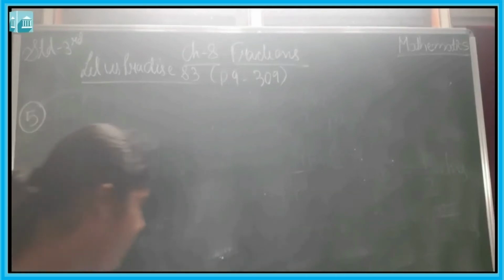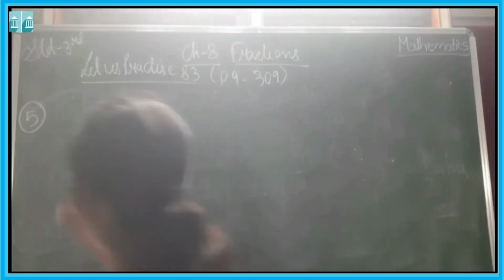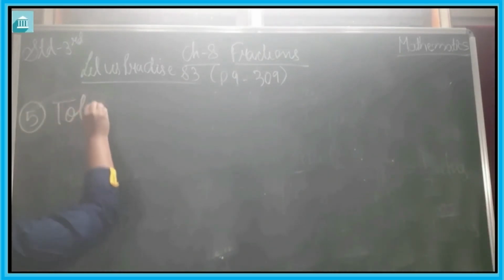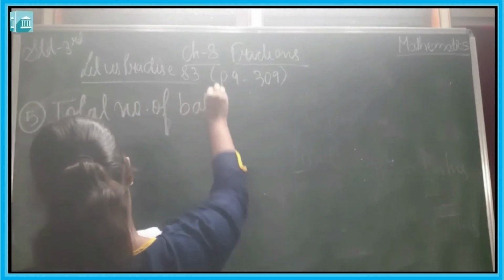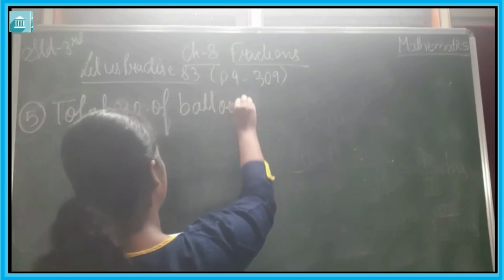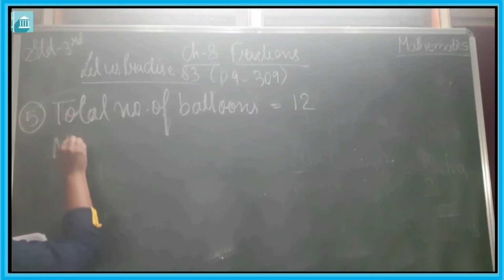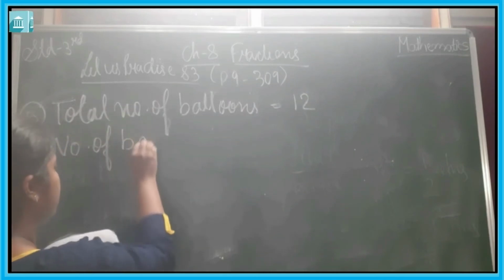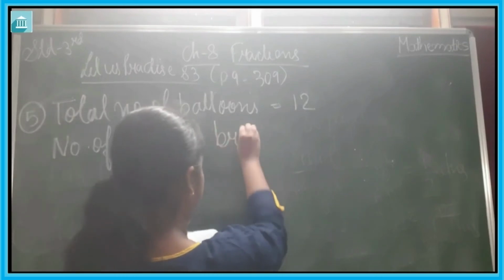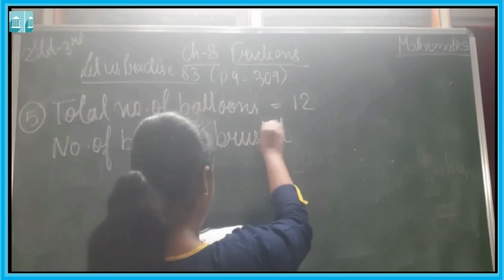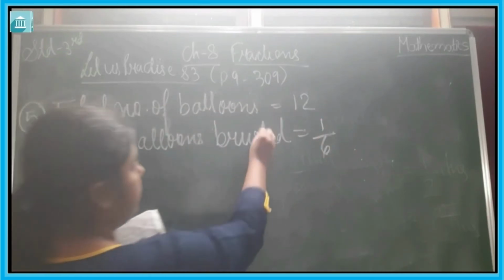Now the last one. Fifth question. Ritik had 12 balloons. Total number of balloons is equal to 12. Number of balloons bursted: bursted means 1 over 6. Total number of balloons bursted is 1/6.